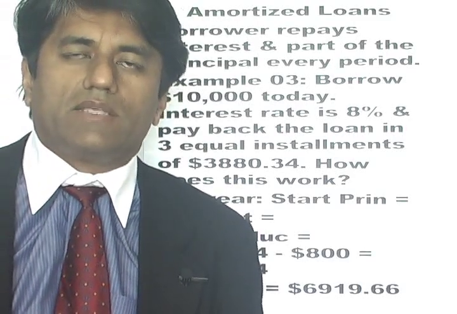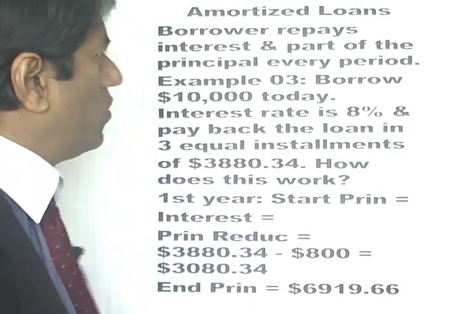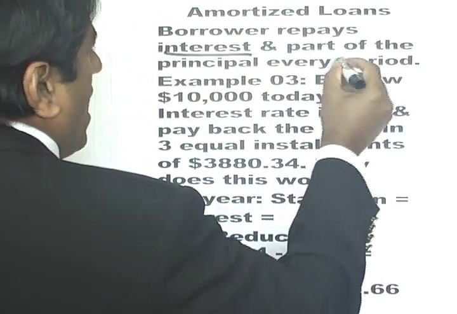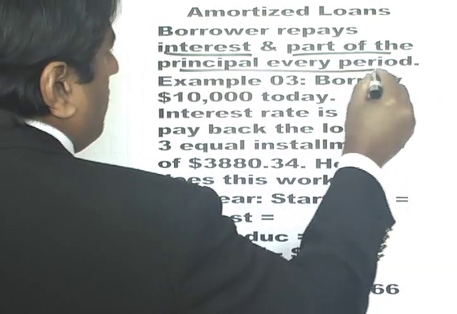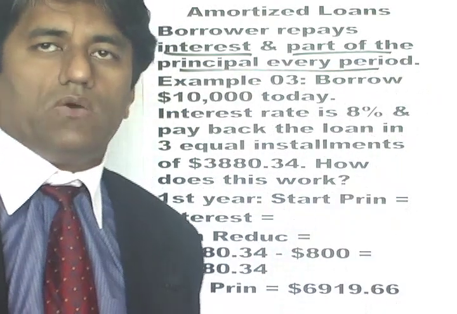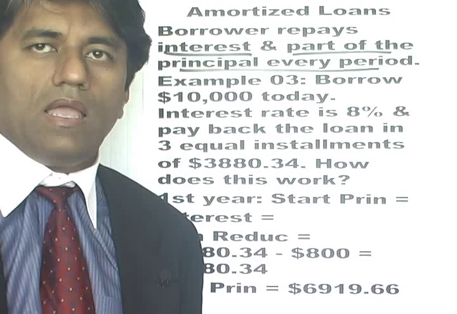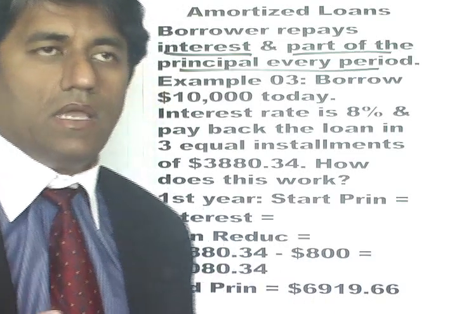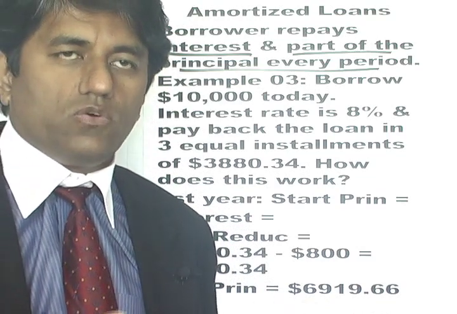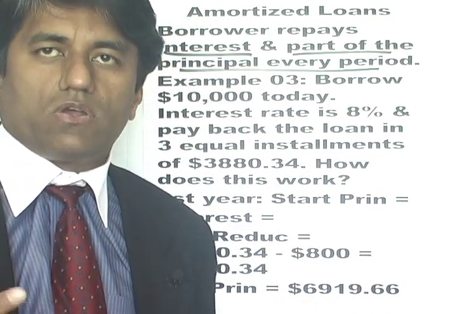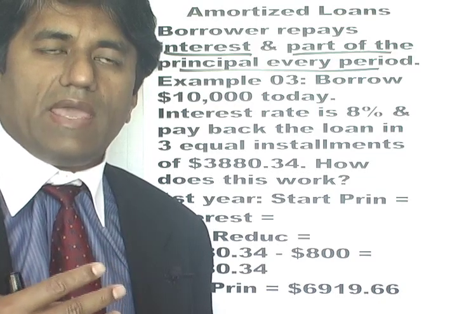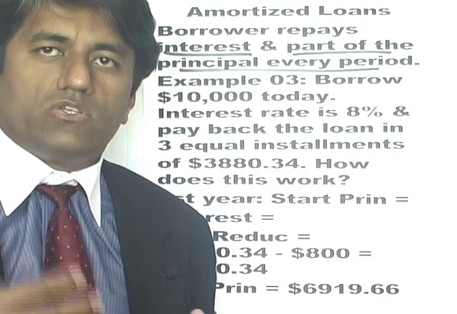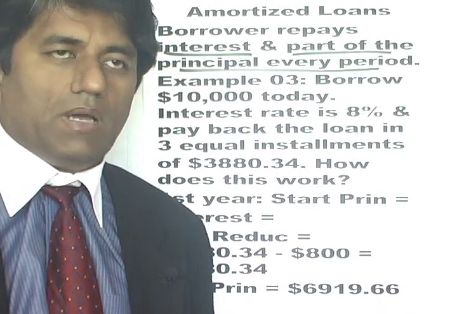Next, we are going to look at amortized loans. Amortized loans are loans where the borrower repays interest and part of the principal every period. These are very common loans, especially for consumers, because most consumers take loans to buy things like houses or cars, and they are usually salaried, so they have an earning every month and are able to pay a fixed amount every month.